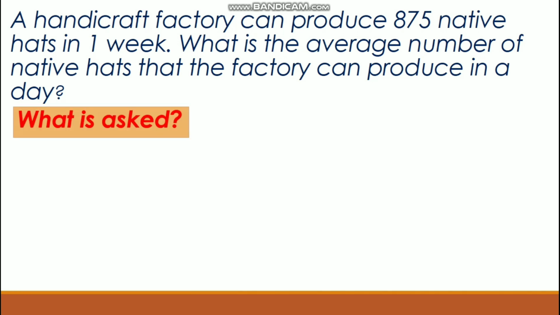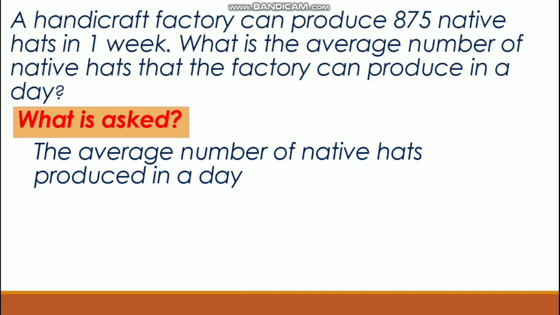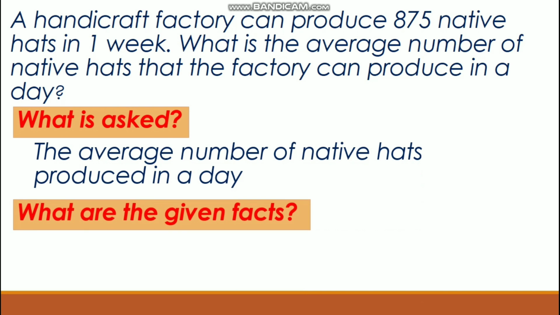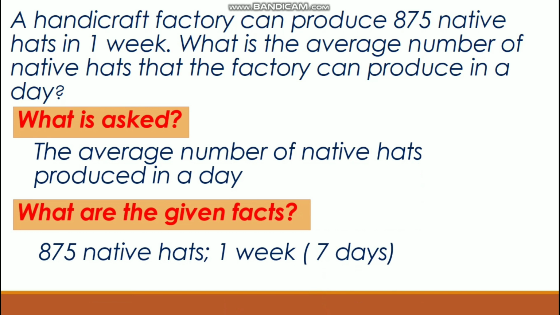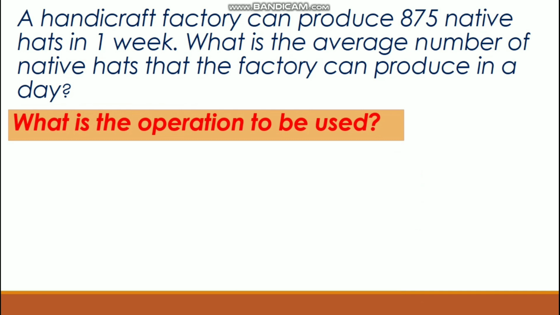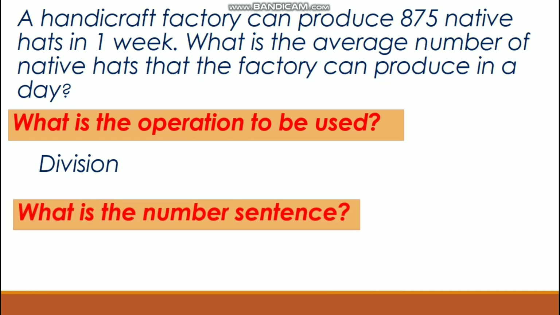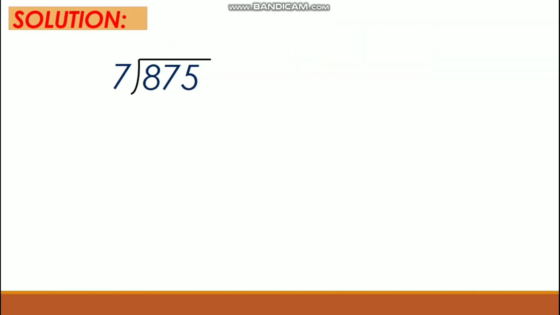What is asked? The problem is asking about the average number of native hats produced in a day. What are the given facts? We have 875 native hats and 1 week. Remember, 1 week is equal to 7 days. What is the operation to be used? Of course, it's division. And so, the number sentence is 875 divided by 7 is equal to n. Let us solve. Remember the DMSB: divide, multiply, subtract, bring down, then repeat the process.